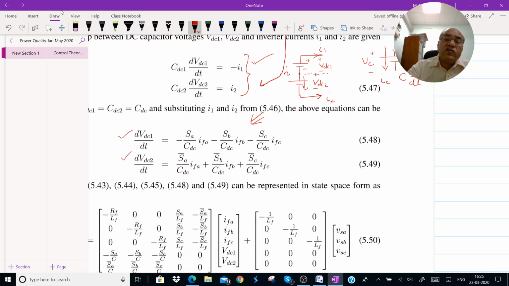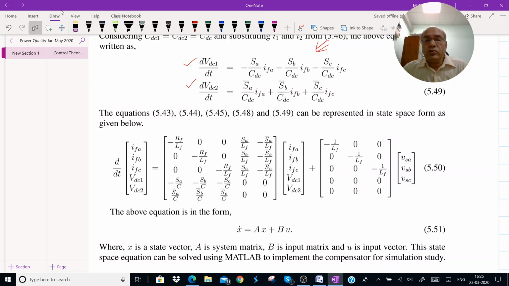So how many states total? There are 5 states. 3 inductor currents and 2 DC capacitor voltages. Putting in the matrix form, we can write the equations here. This is the dx/dt term, that is x dot equals Ax plus Bu. So here, what is x? IFA, IFB, IFC, VDC1, VDC2, and dx/dt of this equals, this is the A matrix. And here are these x variables, IFA, IFB, IFC, VDC1, VDC2, and this is the B matrix, in the form of this equation.